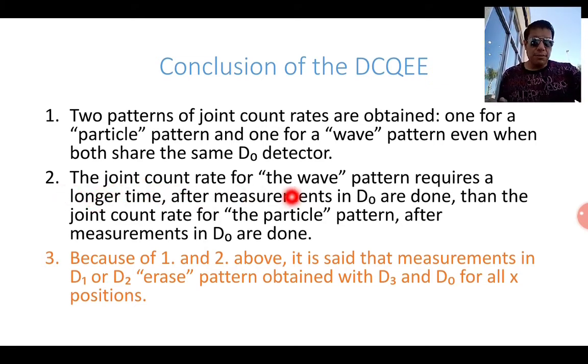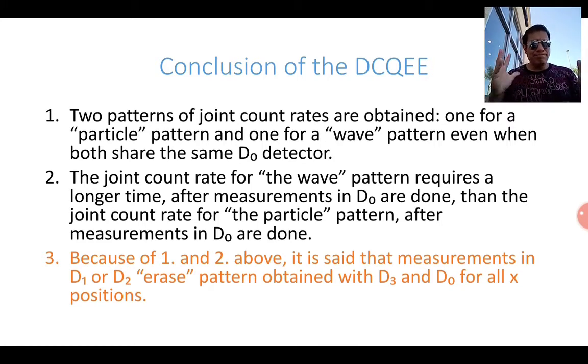Okay. So now for what else? The joint count rates for the wave pattern require a longer time after measurements of D0 are done than the joint count rates for the particle pattern after measurements of D0 are done. Right? So this one is slightly different. So the wave pattern required, you can say, extra time after D0 was measured, right?